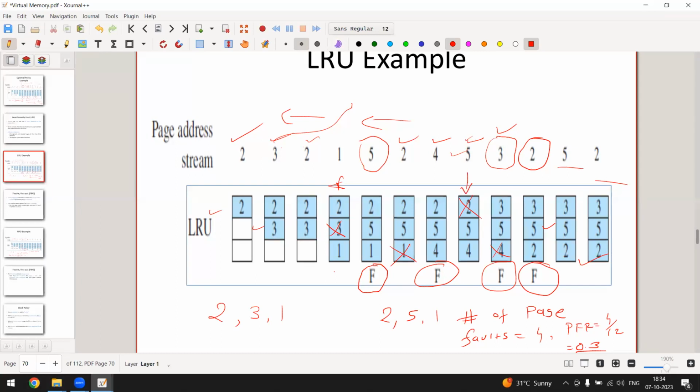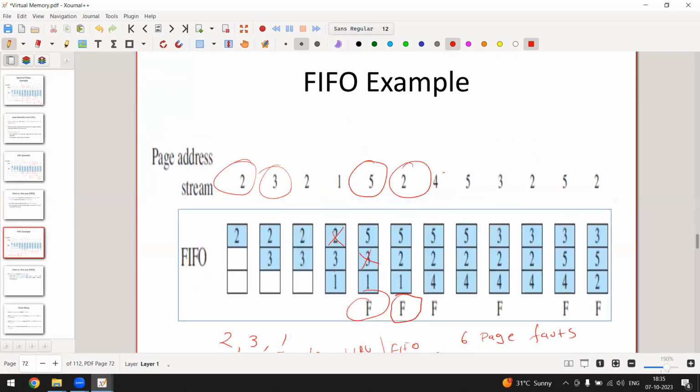If you look at this particular time, I have swapped out page number 2, right? But you can see that in the very near future 2 was referenced, and at that time I had to generate a page fault. Because I was not sure about the future, based on my policy I swapped out 2, but eventually it was required in a very short time. So this is not a good thing. To solve such a scenario, we have a clock policy.